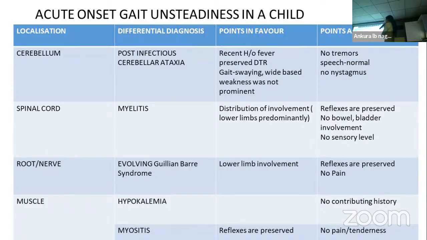Muscle weakness due to hypokalemia, but there's no contributory history. And myositis: against myositis, there's no pain and reflexes are preserved.